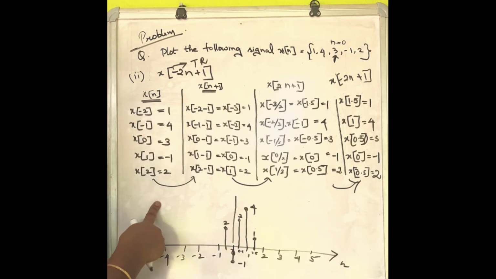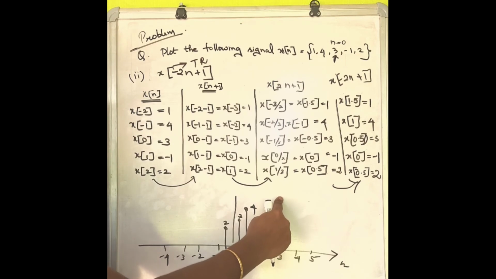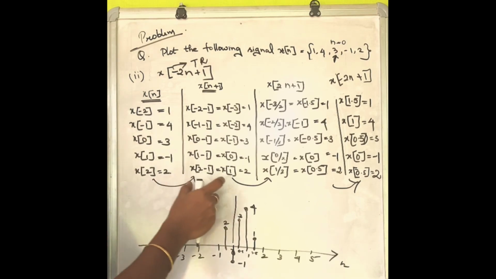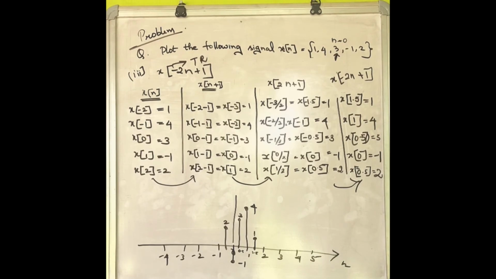For this you can draw x of n, for this you can draw x of n plus 1 and then x of 2n plus 1, and then the final. Here I have only drawn the final graph. This is a method, but if the question is asked for 4 or 6 or 8 marks, you can draw the graphical representation for each and every step. So this is the third part of the problem.